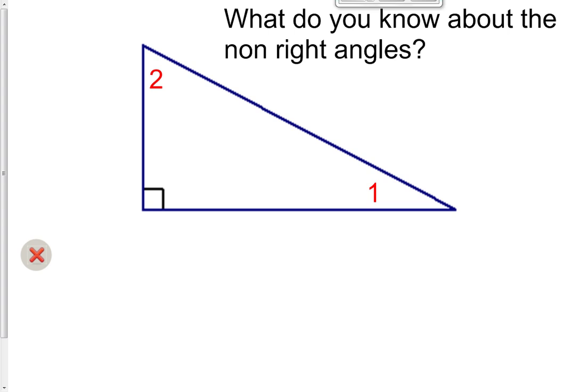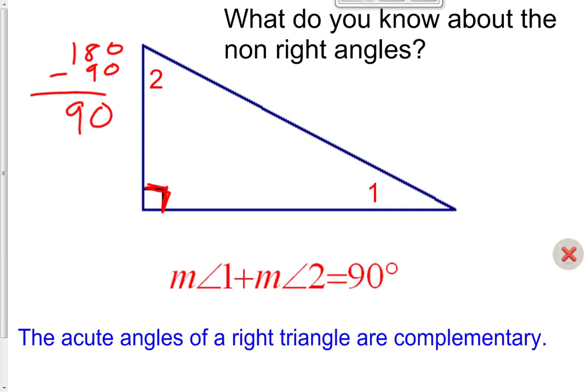Let's just take a look at this one. Knowing that there has to be a sum of 180 degrees in a triangle, what do you know about the acute angles in a right triangle? Well, if this is 90 and there's 180 degrees in a triangle, if you subtract this 90 degree angle right here, that means there's 90 degrees left. So we don't know what angle 1 and angle 2 are, but we know that together they have to add up to equal 90 degrees.